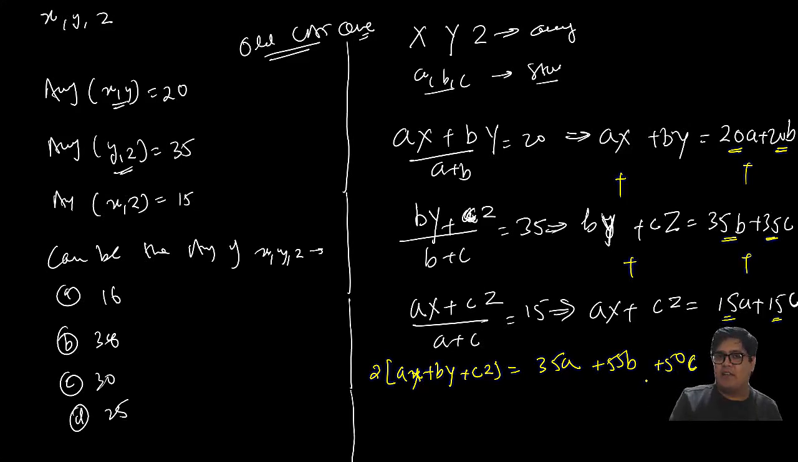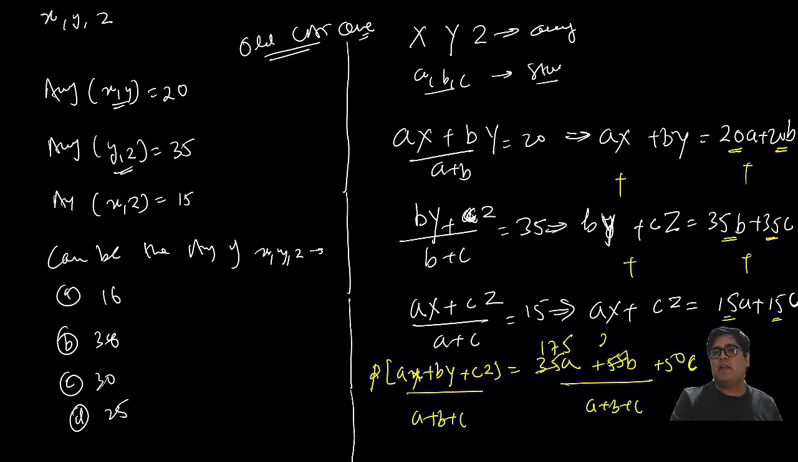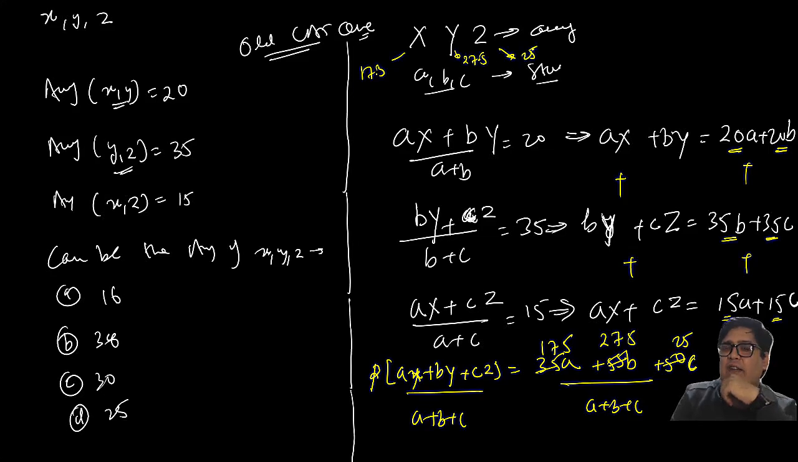What is the concept of average? I'm supposed to divide this left-hand side by a plus b plus c, divided by a plus b plus c. If I bring this 1 by 2 on this side, this becomes 17.5, this becomes 27.5, and this becomes 25. What are a, b, c? Listen to my language. a, b, c are the students. What are X, Y, Z? X, Y, Z are the averages. So what I found out is the average of X is 17.5. See how we did that? Average of Y is 27.5 and average of Z is 25.